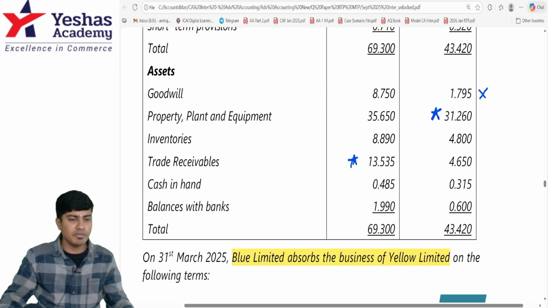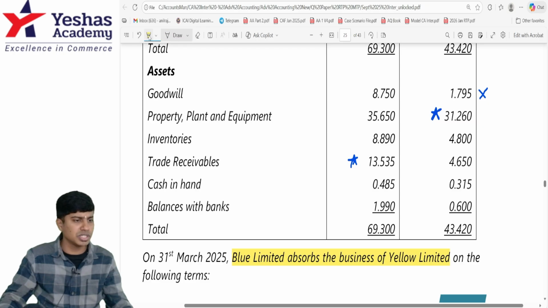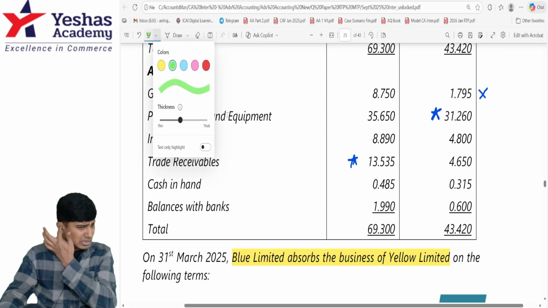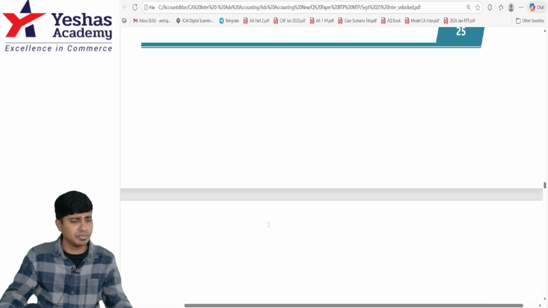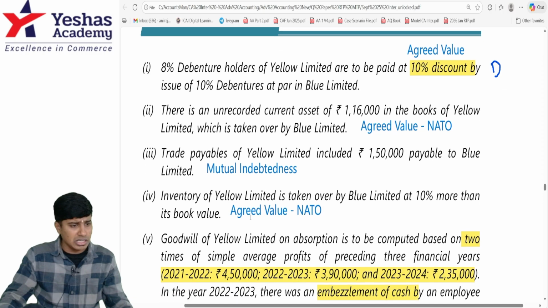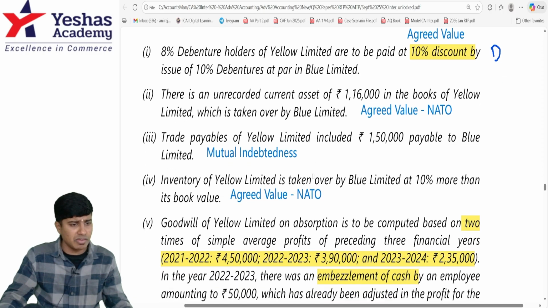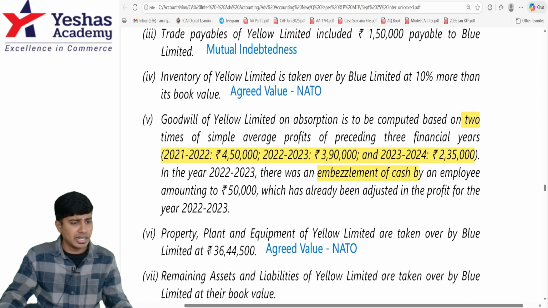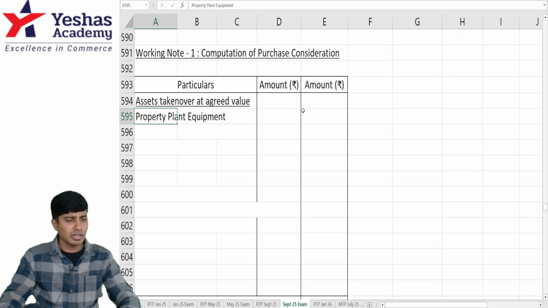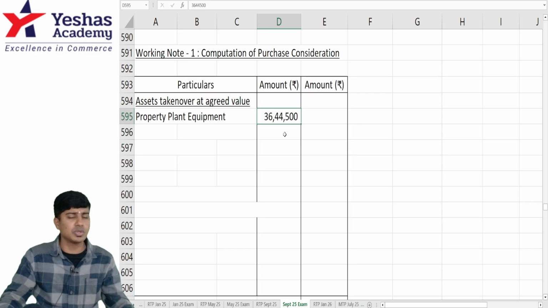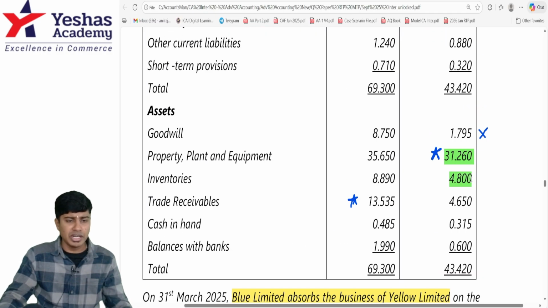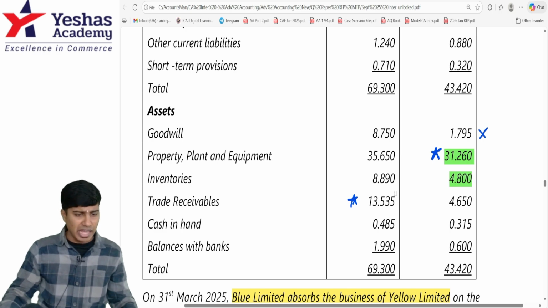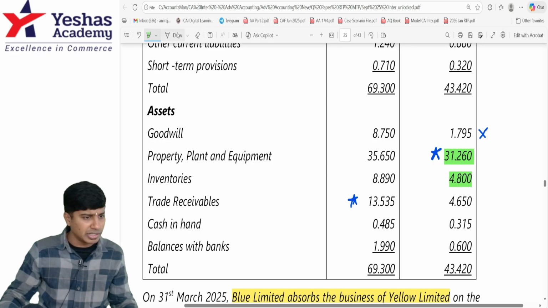What is the new value of property, plant and equipment, which was 31,26,000? 36,44,500. Then come back. What is the next asset here? Inventory. It is 4,80,000, but we have an adjustment. I forgot to put a star then. Sorry.